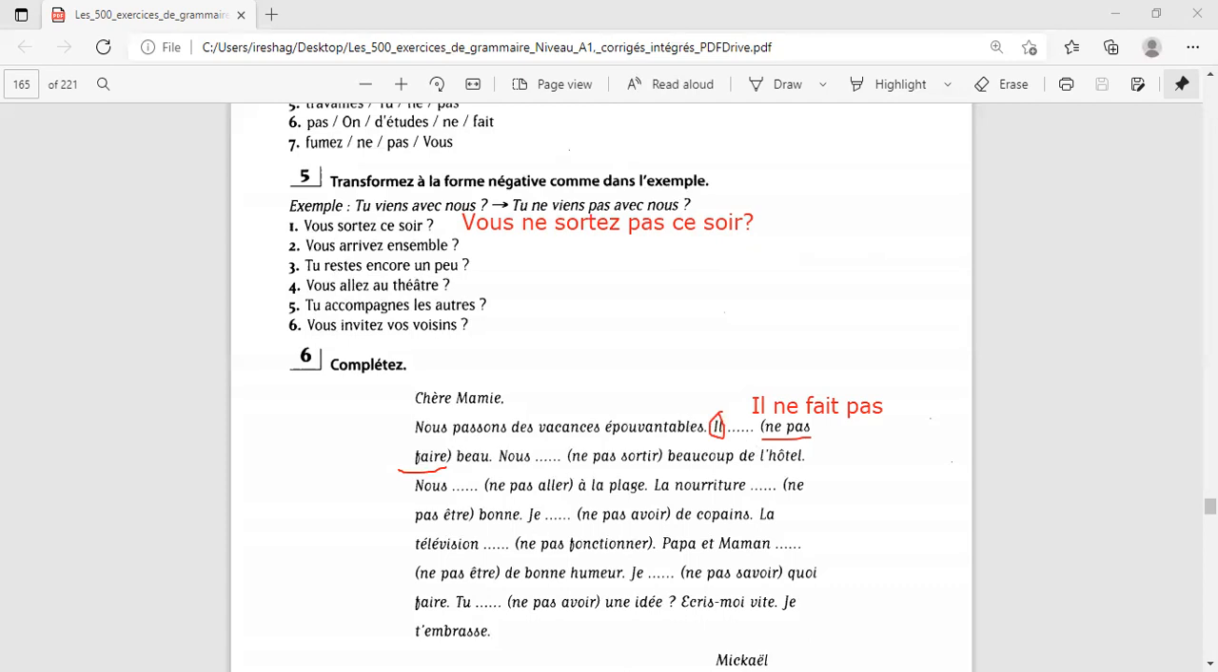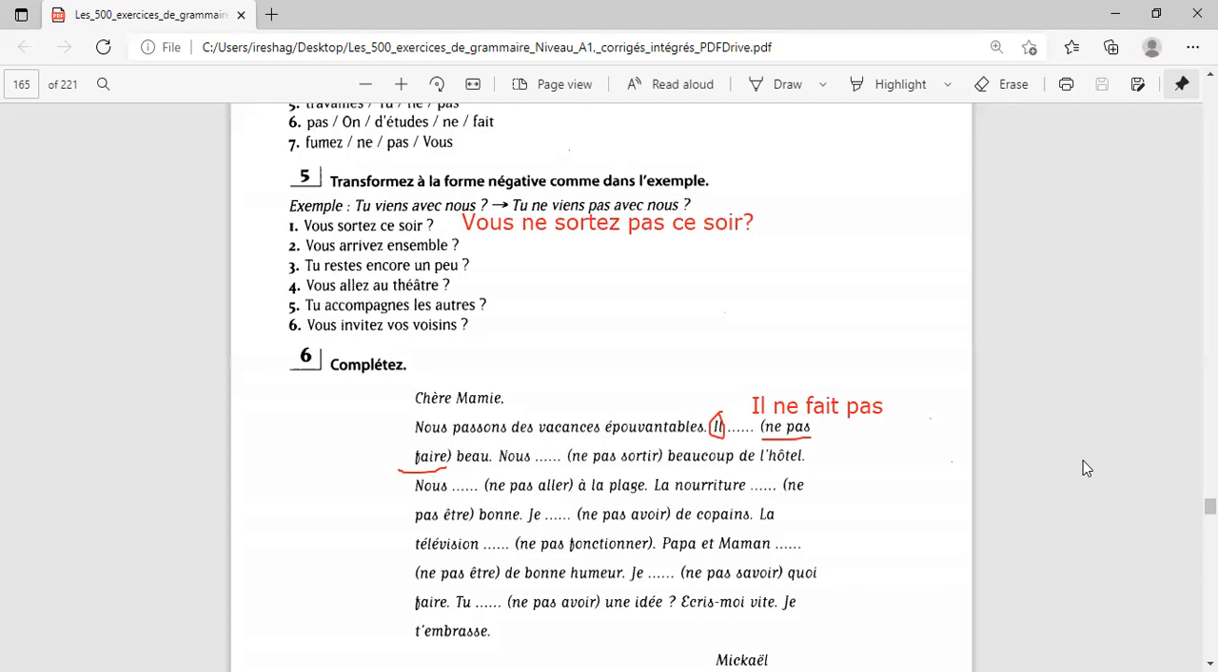Then, chère mommy. What's the meaning of chère mommy? Dear. Dear mommy. Okay, so nous passons des vacances épouvantables. We are spending a terrible vacation. Okay, il ne fait pas beau. The weather is bad. The weather is not good.